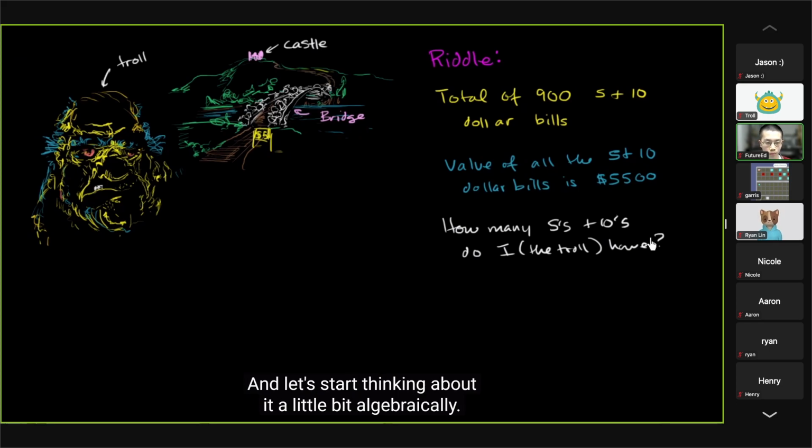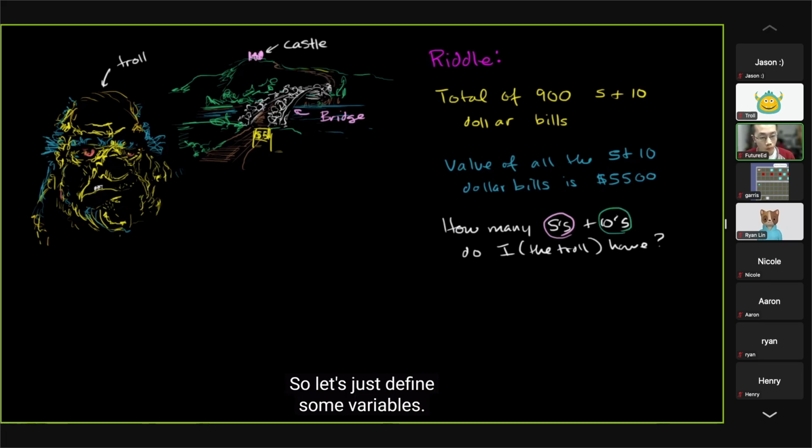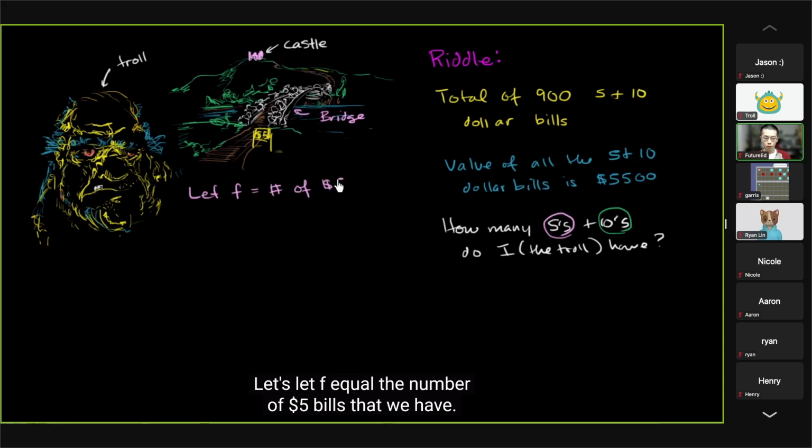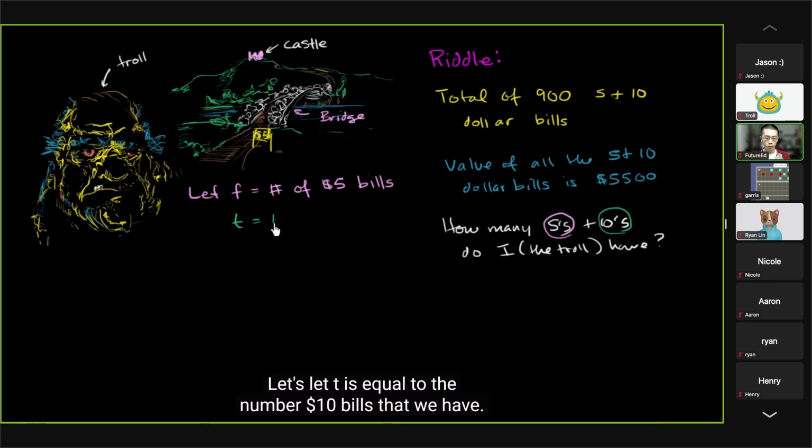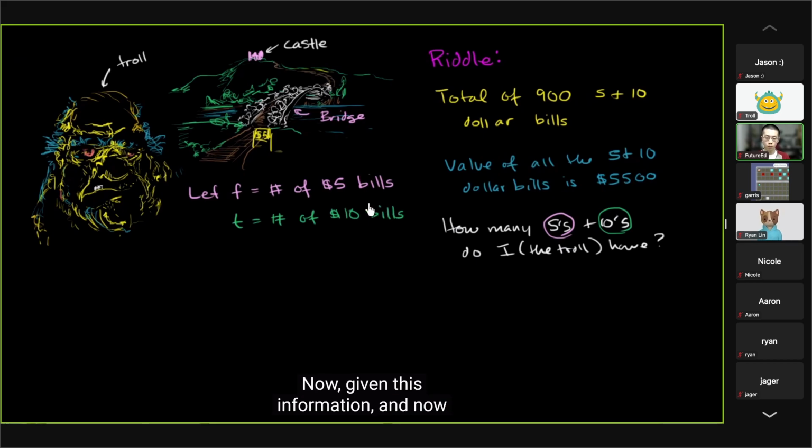And let's start thinking about it a little bit algebraically. And to do that, let's just set some variables. I will set the variables to be what we're really trying to solve for. We're trying to solve for the number of $5 bills we have and the number of $10 bills that we have. So let's just define some variables. I'll say f for 5. Let f equal the number of $5 bills that we have. And I'll use the same idea. Let t equal the number of $10 bills that we have.